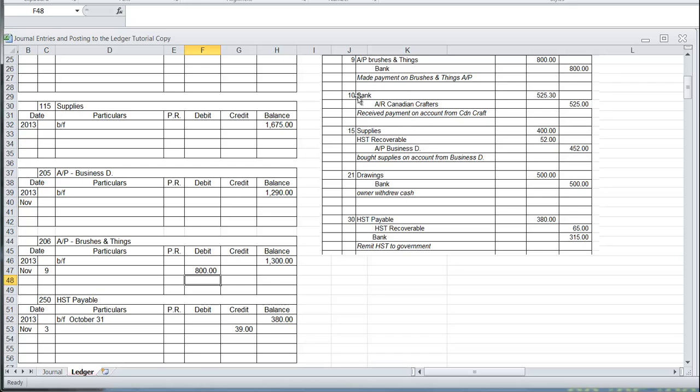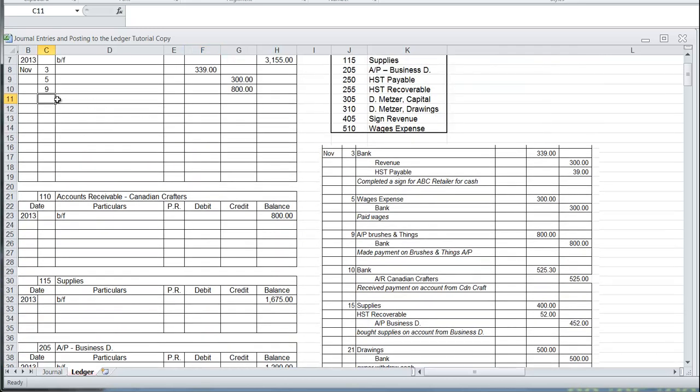On the 10th, we have a debit to bank of $525.30, so $525.30 here. And then the accounts receivable, Canadian Crafters, they were paying that off. And this was the 10th. And so accounts receivable normally have a debit balance, so we're crediting. And of course, you can see that from the journal entry. So $525.30.